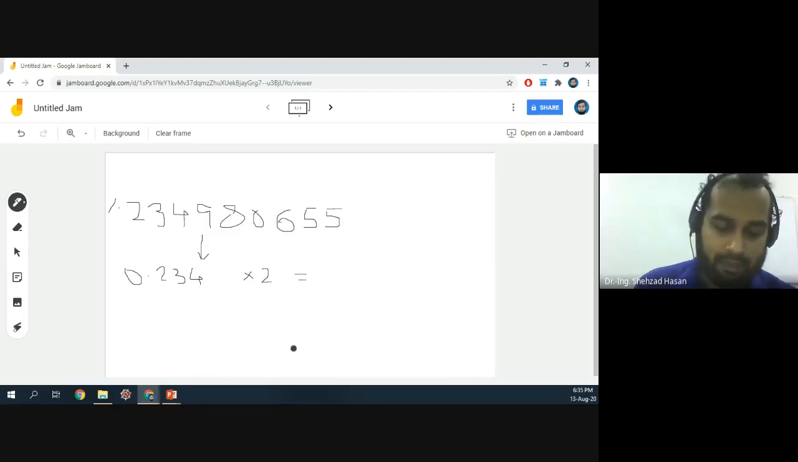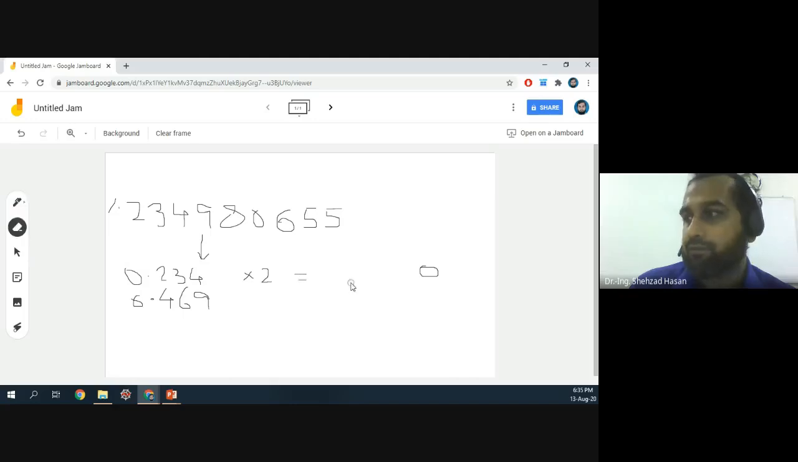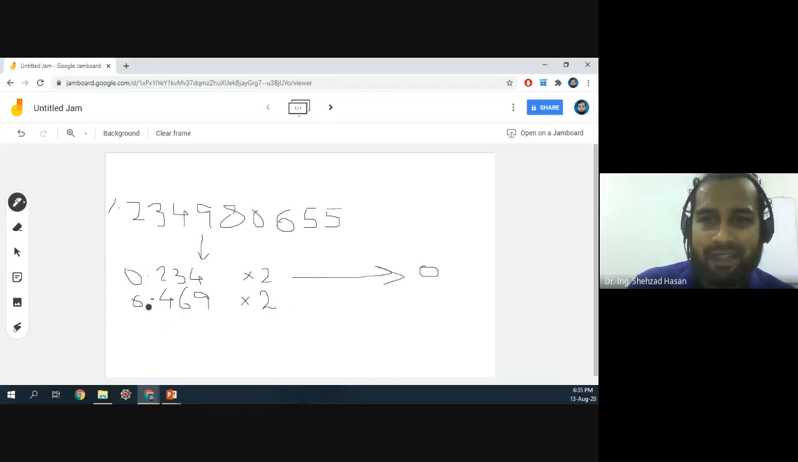So if I multiply this by 2, what I get is 0.469, and there are more digits, but I'm not writing that down. So this number is less than 1, which means my first digit here is a 0. Then I'm going to use the same fractional part multiplied again by 2. Obviously, since this is less than 0.5, I know that the answer is always going to be less than 1 as well.